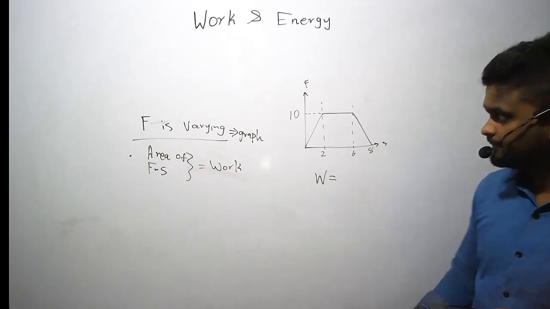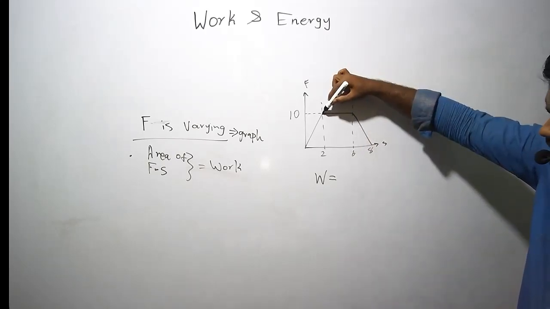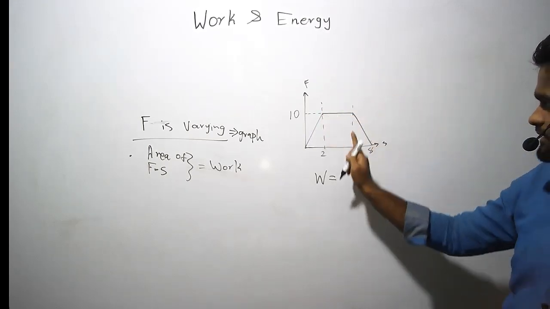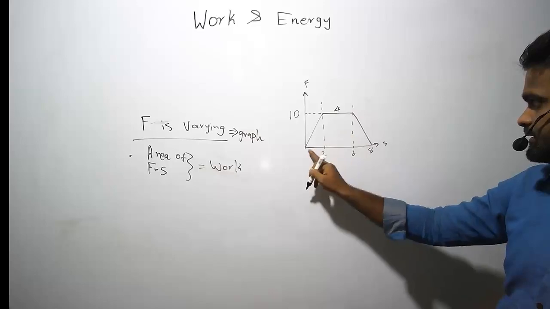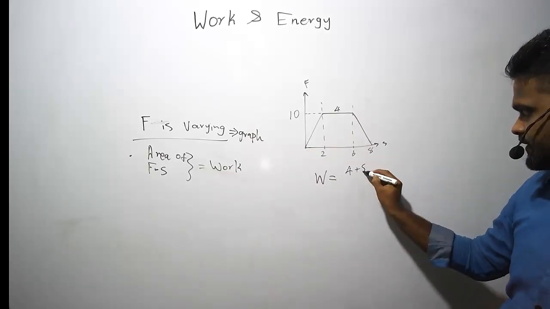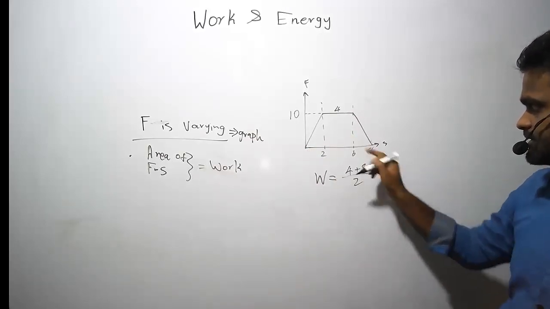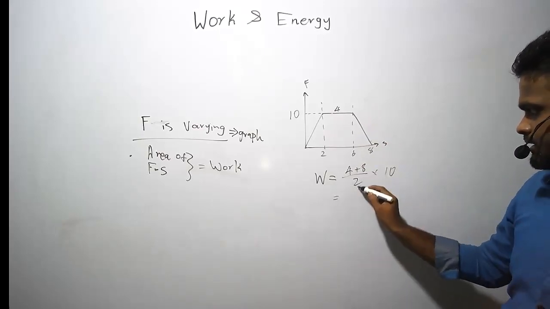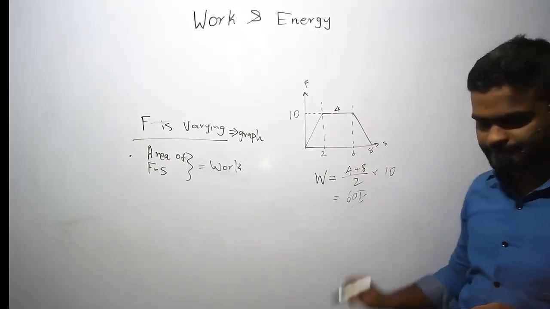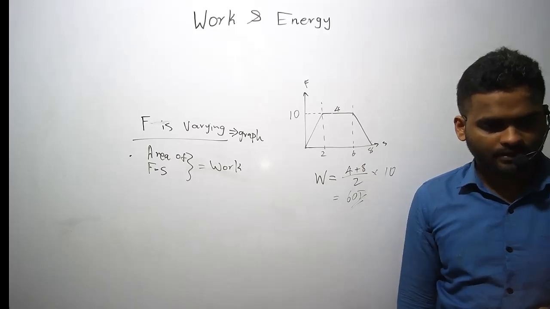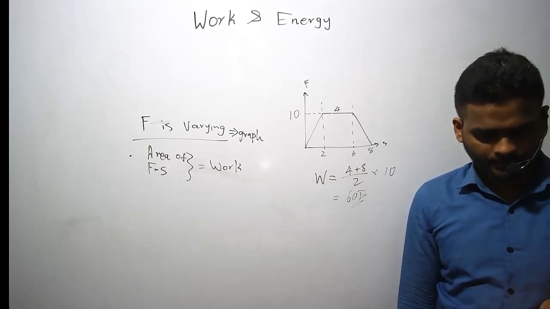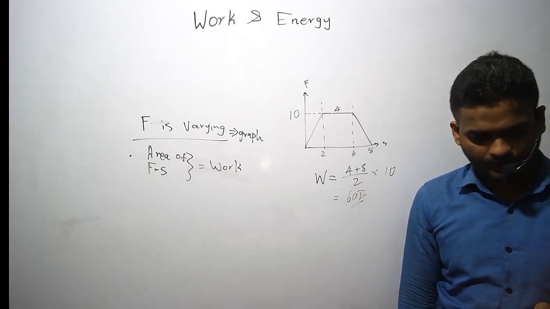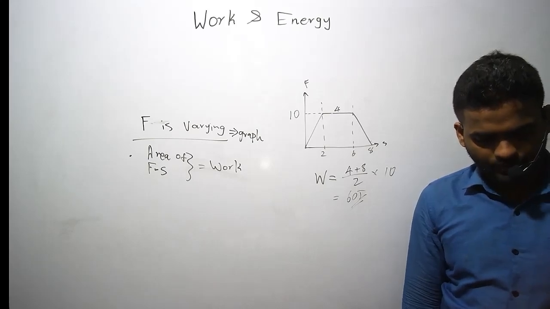Okay, let's see. Sum of parallel sides: this length is 4, this length is 8. 4 plus 8 divided by 2, times height 10. Oh yeah, 60 joules. Everyone got that? Okay. Then try the next question, the 9th question.